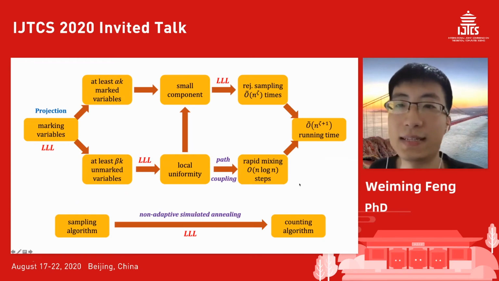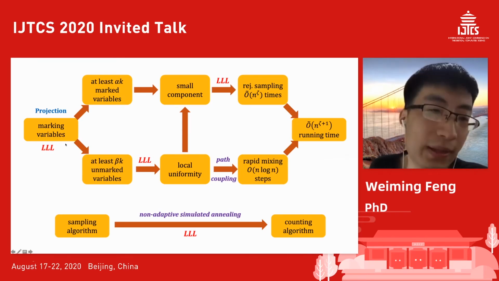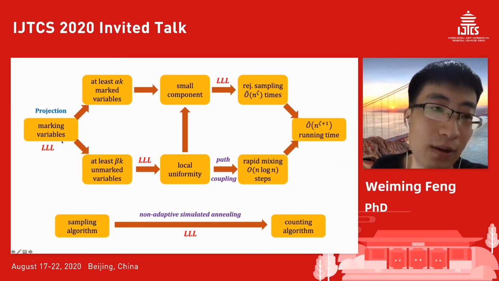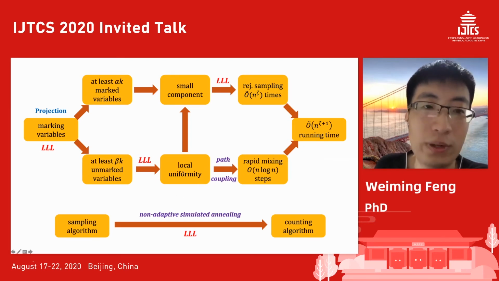Now, finally, let us conclude our sampling and counting algorithms. The sampling algorithm first marks variables, and we use the Lovász local lemma to do the marking procedure. Each clause should contain at least beta k unmarked variables. Then, by the Lovász local lemma, we can prove the local uniformity property. With the local uniformity property, we can show that the global dynamics mix in O(n log n) steps.